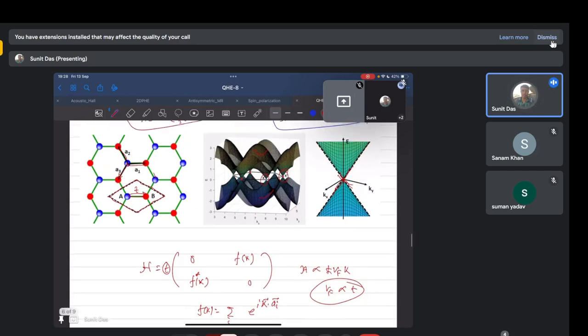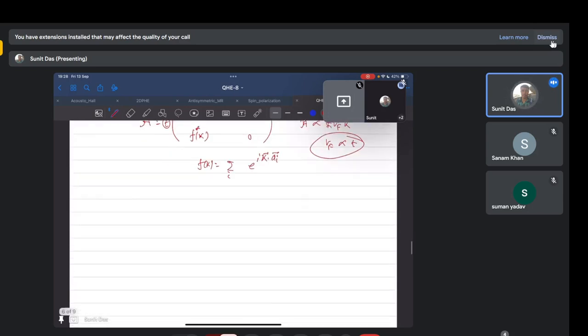Now let's say we want to open a gap in this band structure. It will be clear after a while why we want to create a gap. But this pristine graphene is both time reversal and inversion symmetric, okay.